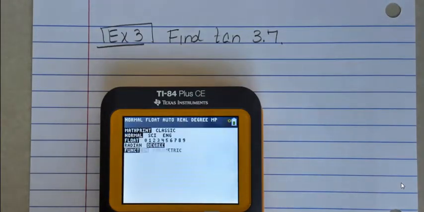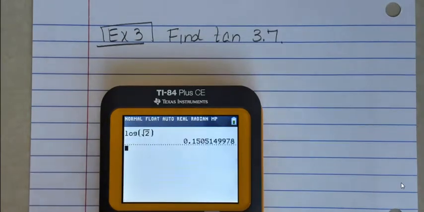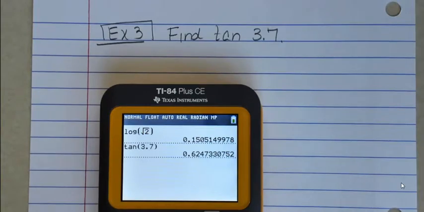So I'm going to go to my mode. I'm going to make sure that I'm in radians. And then I can just type it in. So I want tan of 3.7, which leads me to approximately 0.625.